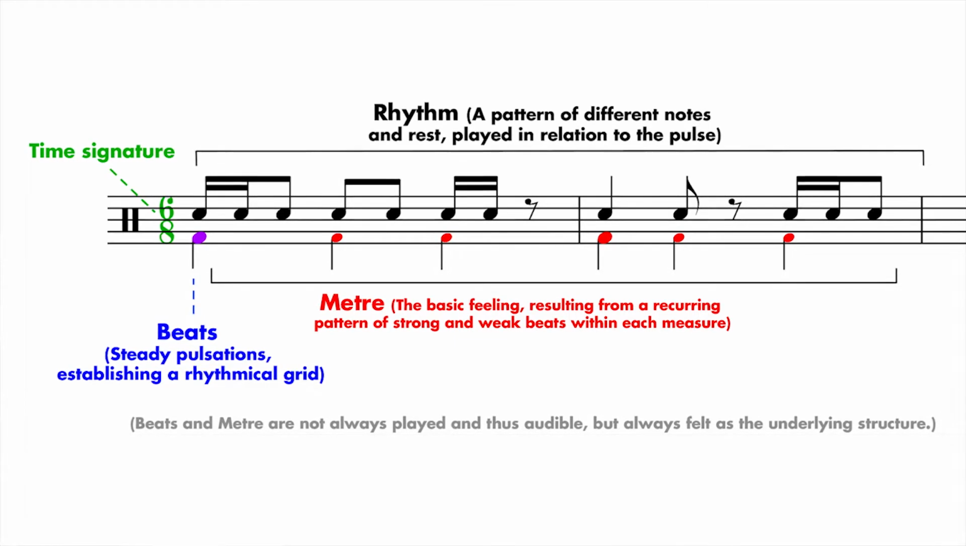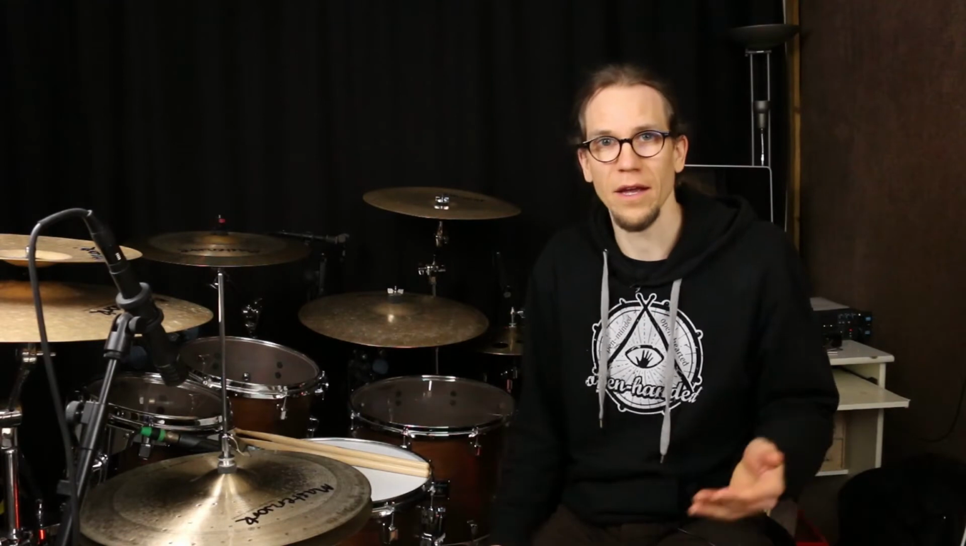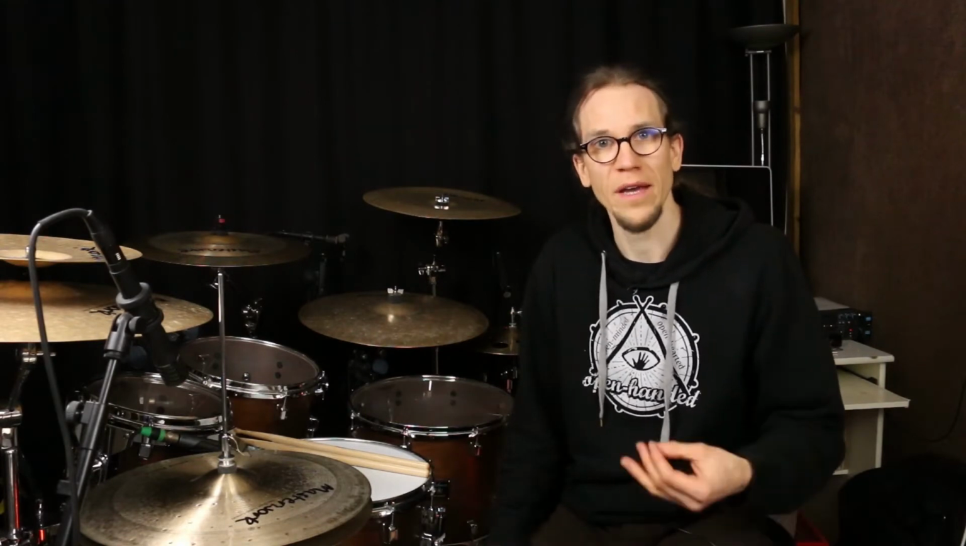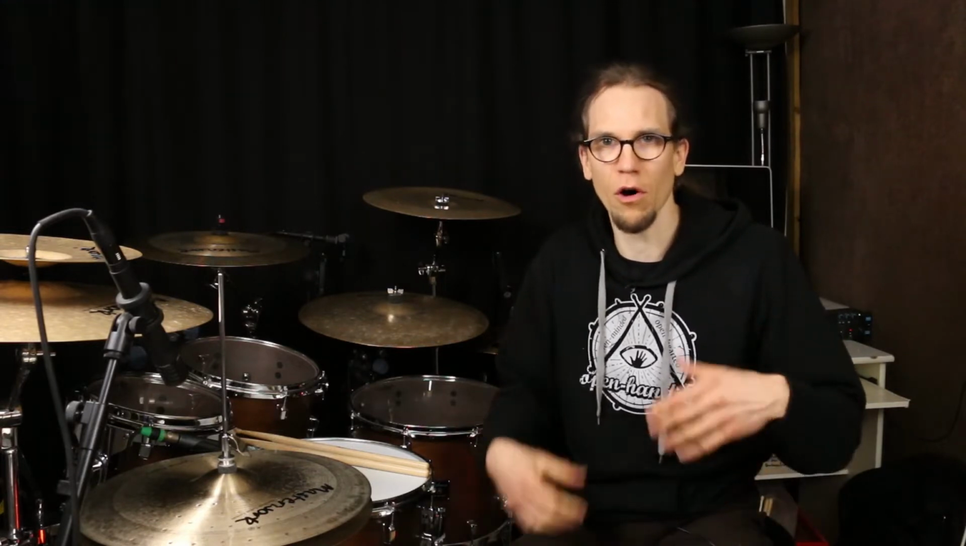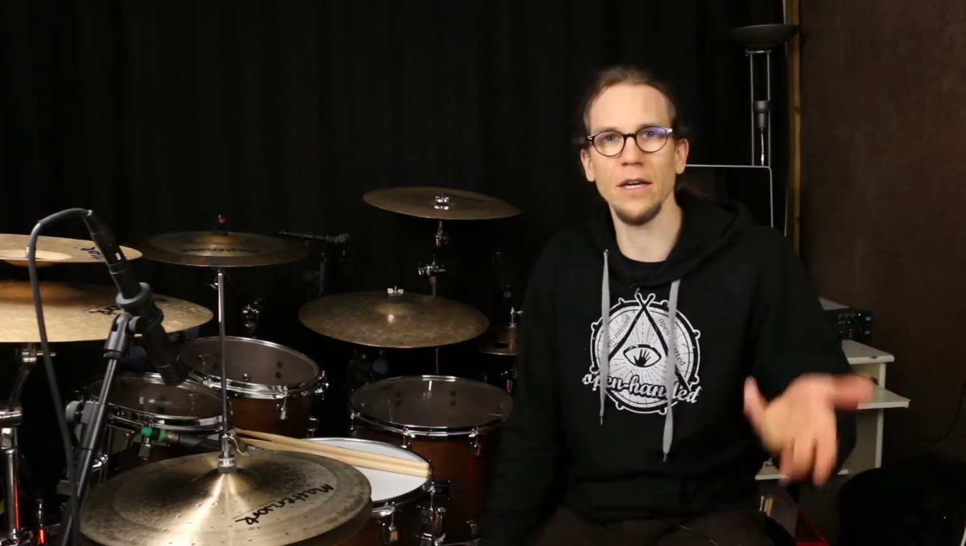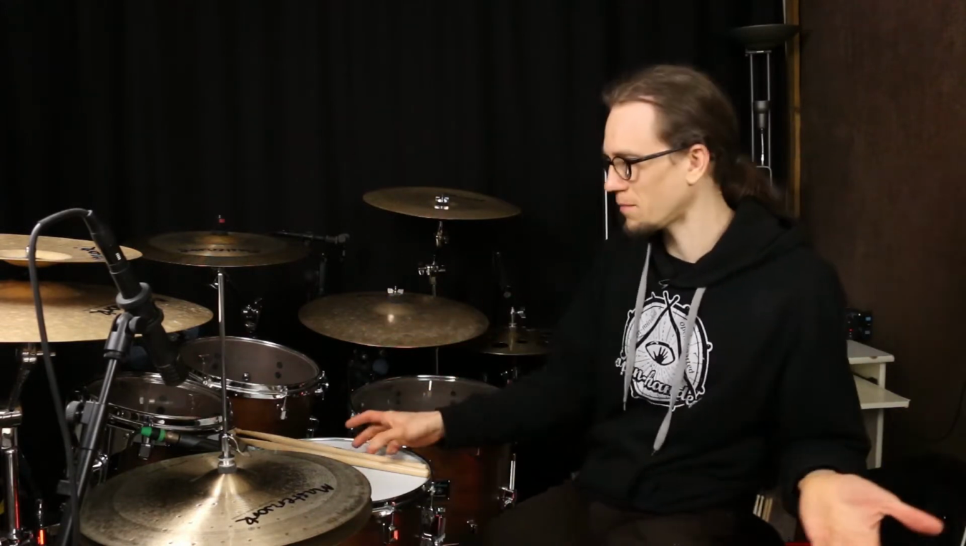And then of course polyrhythm means that you have 2 or more individual rhythms played at the same time, and both or all of them can be counted and heard in their own right, because all of them are played in relation to the pulse. So the simplest polyrhythm might already be quarter notes and eighth notes at the same time.